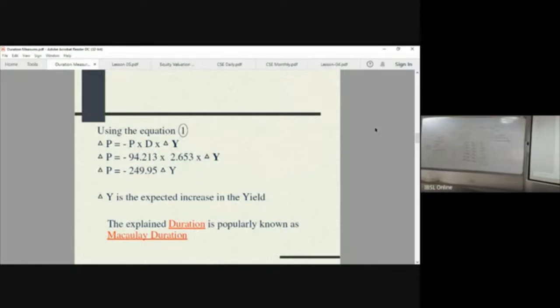So 0.25% is 25 basis points. Now here, there's a 100 basis point increase in the interest rate. That way also we can put it. With the 100 basis point increase in the interest rate, the bond price has come down by 2.4995. Therefore, the new price would be 94.213 minus 2.4995. So that is how the calculation is made.